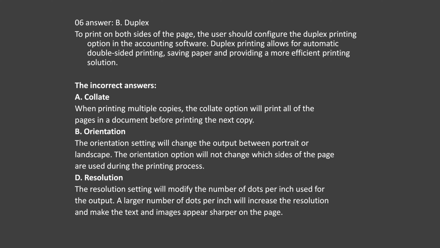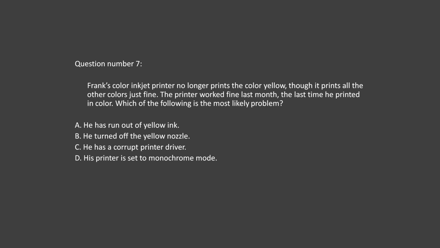Option D, resolution. The resolution setting will modify the number of dots per inch used for the output. A larger number of dots per inch will increase the resolution and make the text and images appear sharper on the page.